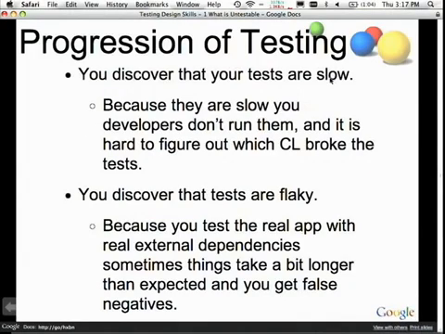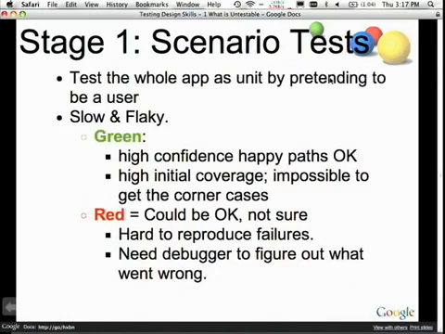So we kind of mentioned this, that you discover basically that your tests are slow and you discover the tests are flaky, right? We kind of covered this. So this is the first stage of unit testing. People just discover, hey, tests, good. So we can automate this thing.